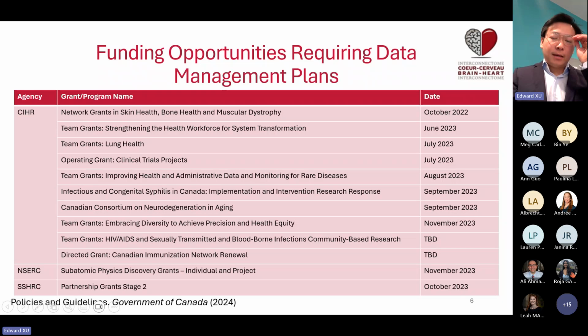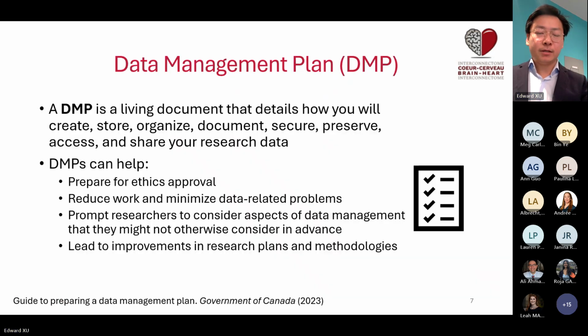And this is an up-to-date list of grants and fundings provided by agencies that require the submission of data management plans at the time of application. So what is a data management plan? It is a living document that details how you will create, store, organize, document, secure, preserve, access, and share your research data. It can help for your ethics approval. It can reduce work and minimize any data-related problems. And it prompts researchers to consider every aspect of data management that they may not consider in advance. And in return, it leads to improvements in research plans and methodologies.